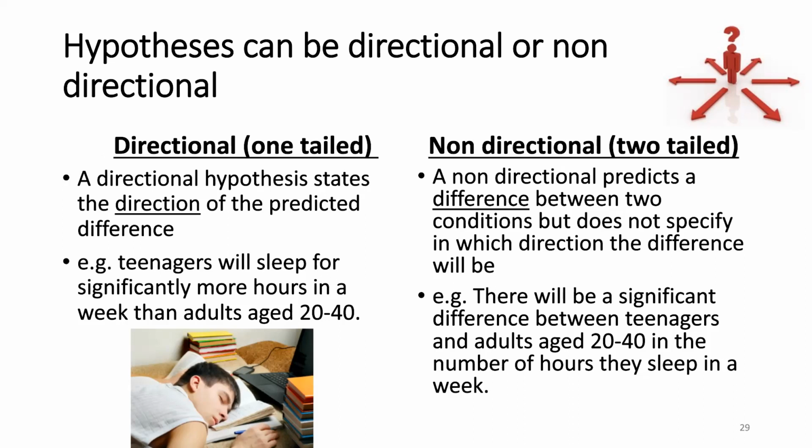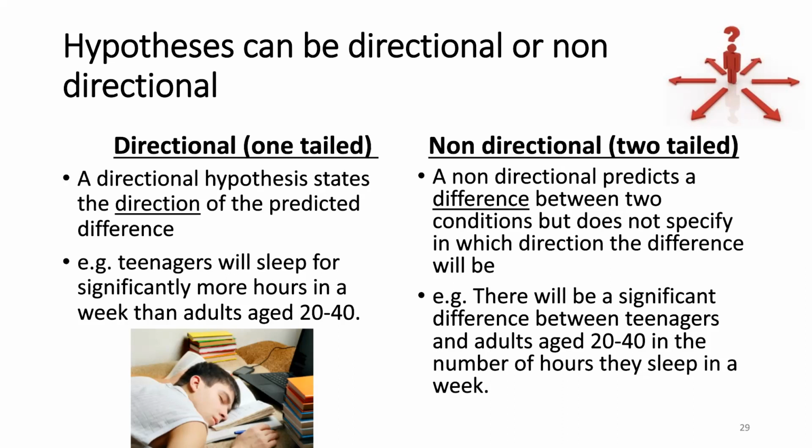So for the purpose of statistical testing, we refer to a directional hypothesis as being one-tailed, and we refer to a non-directional hypothesis as being two-tailed. Okay, so one-tailed means that we're giving the direction of the difference, who will do better, who will do worse. Whereas a two-tailed hypothesis is still predicting a difference, but we're not saying in which way.